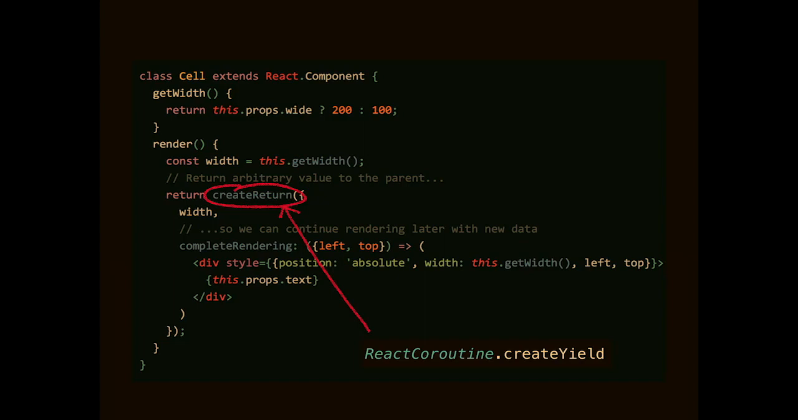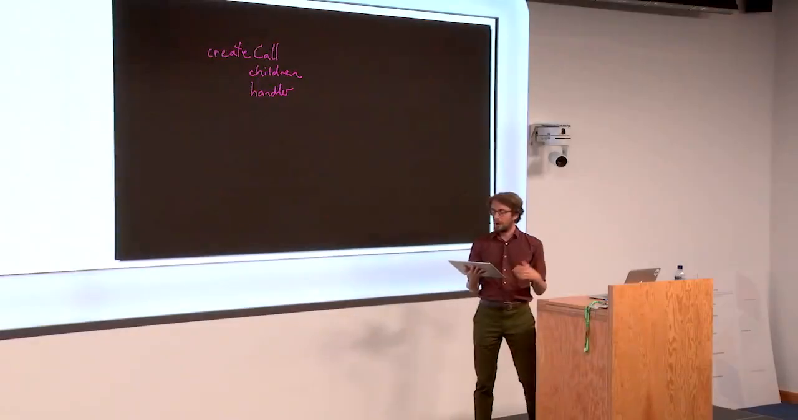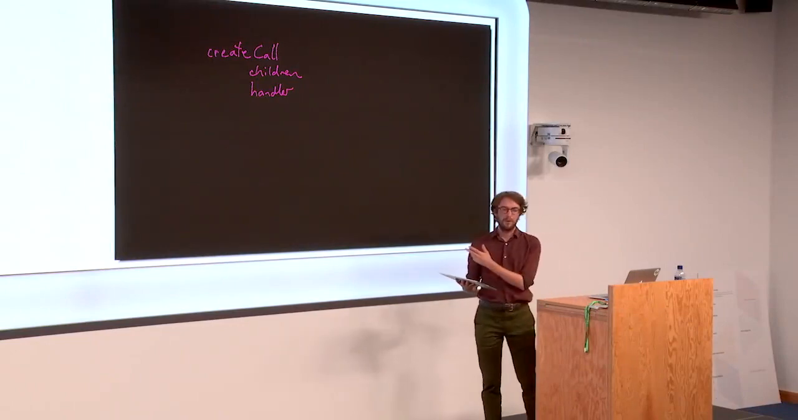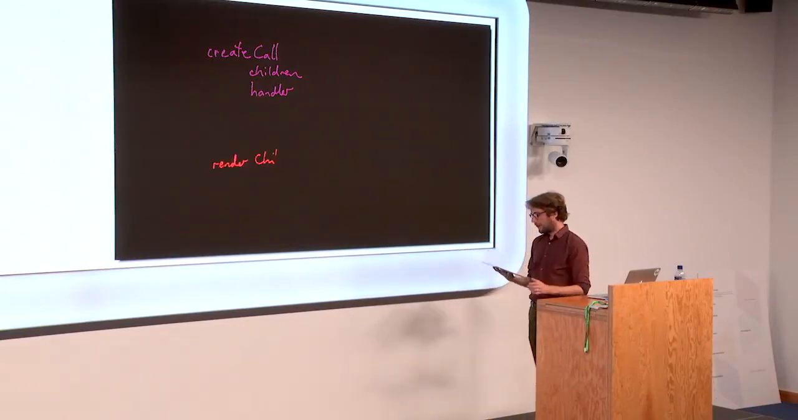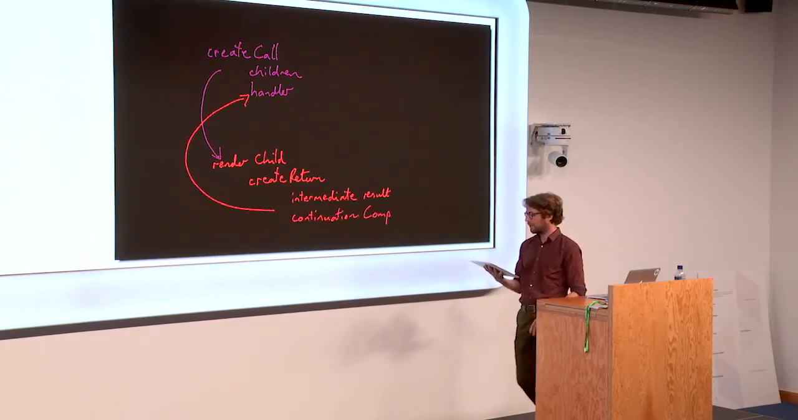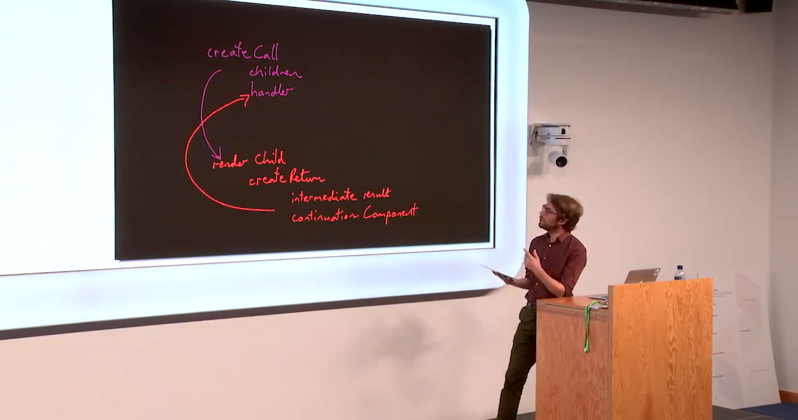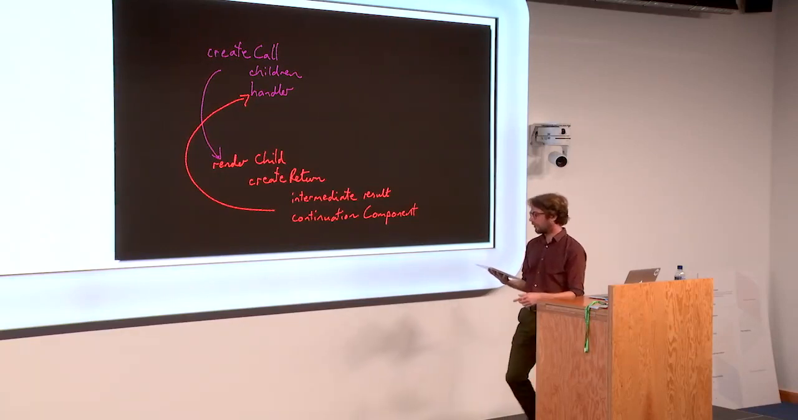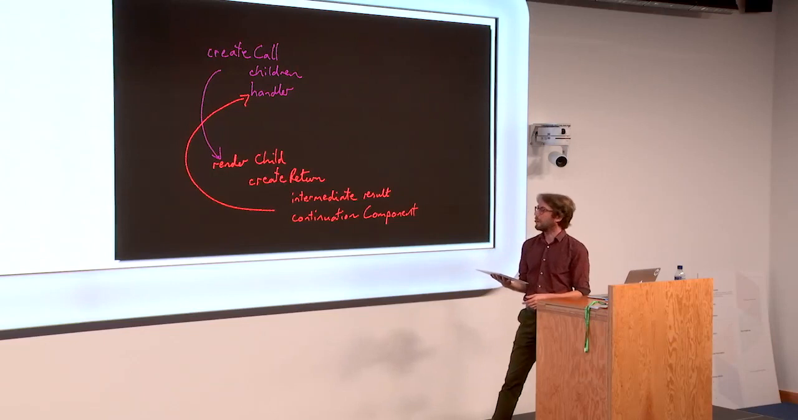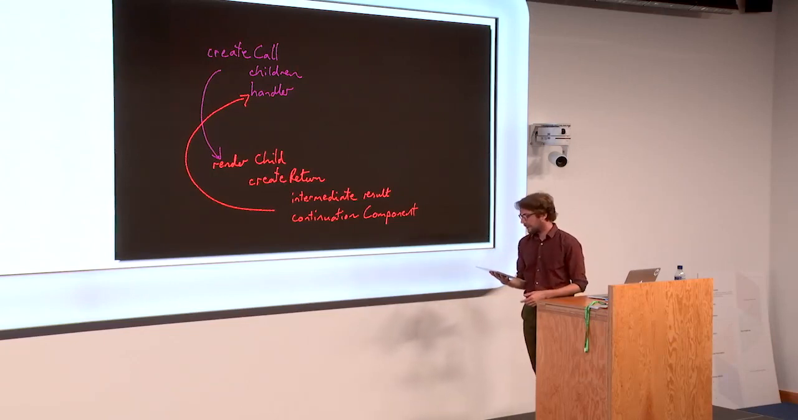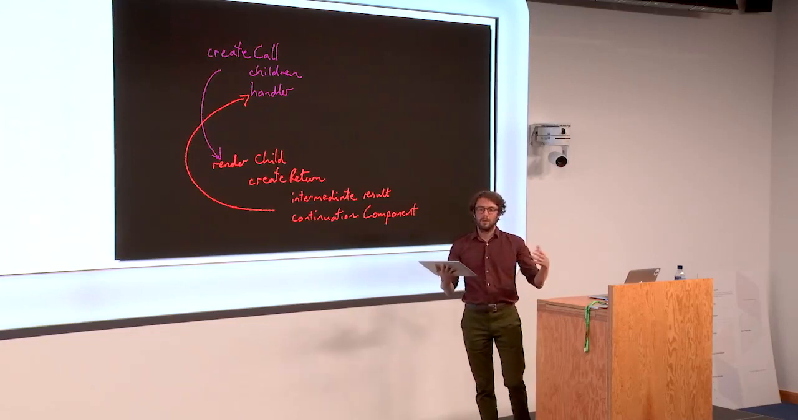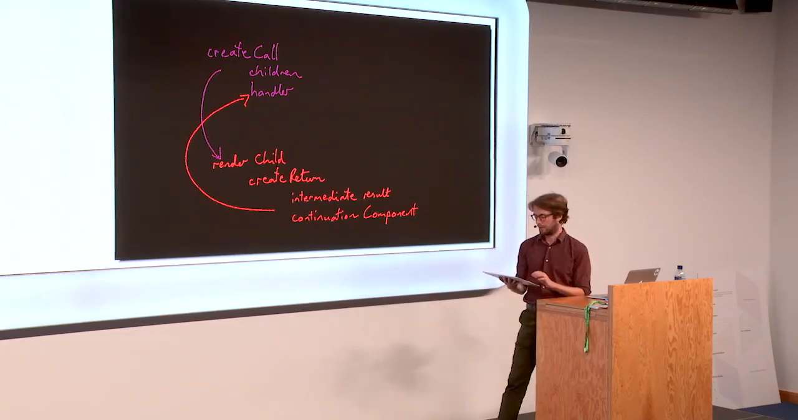It used to be called React coroutine, create coroutine and create yield, and it was renamed. It's a little complicated to see what's going on here, so I've just simplified it. What happens is that with create call, you pause the parent and you mark that fiber as unfinished, but you move on to processing the children. You then do something in the children to get an intermediate result. You then resume the parent in the handler with that intermediate result. And you also pass in a continuation component. And you render that continuation component with whatever extra data you have based on that intermediate result.